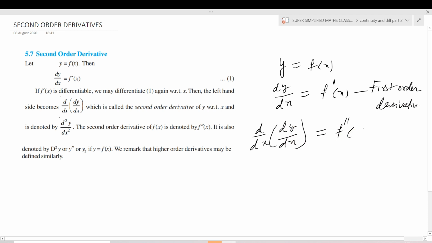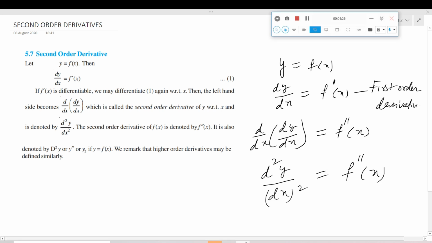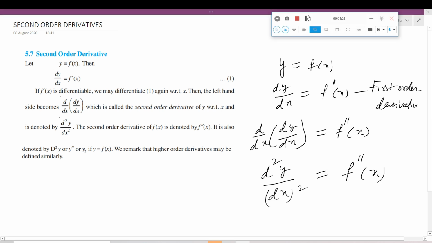Now derivative of f dash x will be f double dash x. Here also we are differentiating with respect to x. So the left hand side becomes d2y by dx square and right hand side is f double dash x. That means we have to differentiate a function two times, then it will be called the second order derivative.